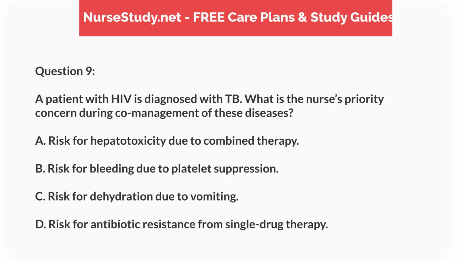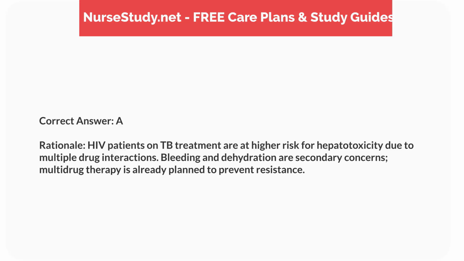What is the nurse's priority concern during co-management of these diseases? A. Risk for hepatotoxicity due to combined therapy. B. Risk for bleeding due to platelet suppression. C. Risk for dehydration due to vomiting. D. Risk for antibiotic resistance from single drug therapy. Correct answer, A. Rationale: HIV patients on TB treatment are at higher risk for hepatotoxicity due to multiple drug interactions. Bleeding and dehydration are secondary concerns, multi-drug therapy is already planned to prevent resistance.